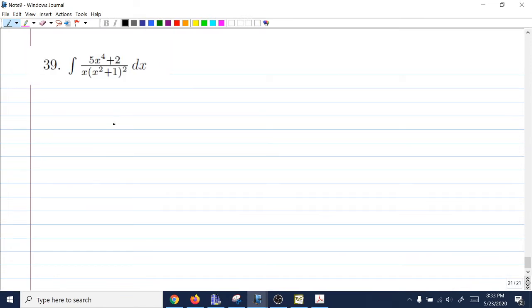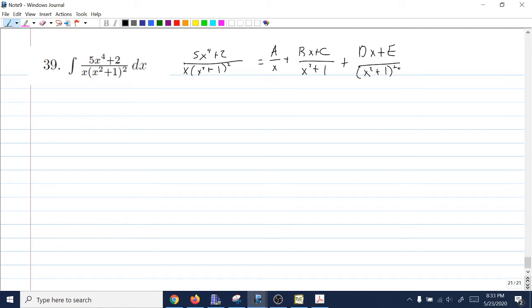Is the top smaller than the bottom? Bottom, when I square that, it's going to give me an x to the 4th, with the extra x is an x to the 5th. So yes, the top is smaller than the bottom. I want (5x to the 4th plus 2) over x (x squared plus 1) squared to equal a over x, plus (bx plus c) over (x squared plus 1), plus (dx plus e) over (x squared plus 1) squared.